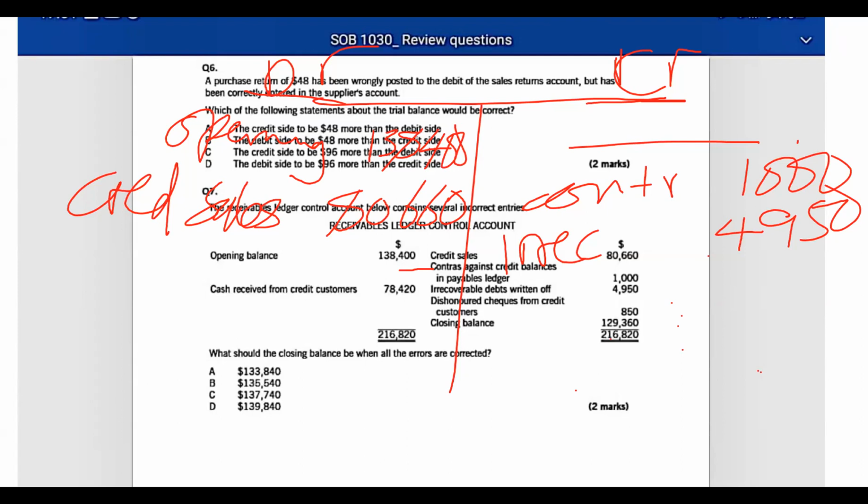Remember, these guys have been trying to pay. They want to pay us. But their check has bounced, meaning the amount hasn't reduced. So a dishonored check does not decrease the amount. Therefore, a dishonored check should be on the other side. And how much is this? It should be 850.